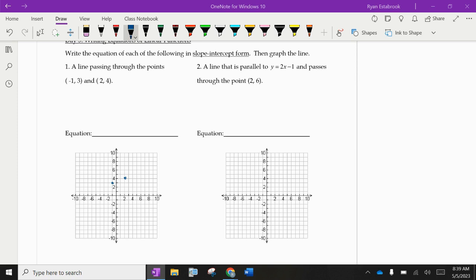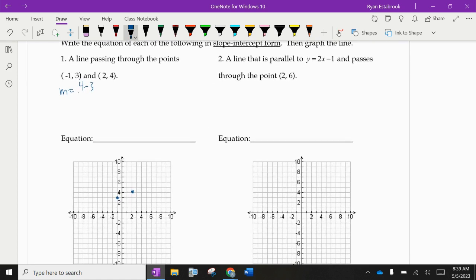Step 1 when you're writing equations of lines and given 2 points is to calculate the slope. We don't have the slope yet. We need to find the slope. Slope, y minus y over x minus x. So I'm going to take 4 minus 3 divided by 2 minus -1. So it looks like this is 1/3 for our slope. And if I look at my graph between these 2 points, up 1 over 3, that looks pretty accurate. So again, step 1, find the slope.